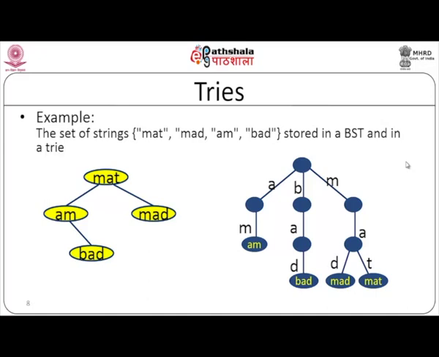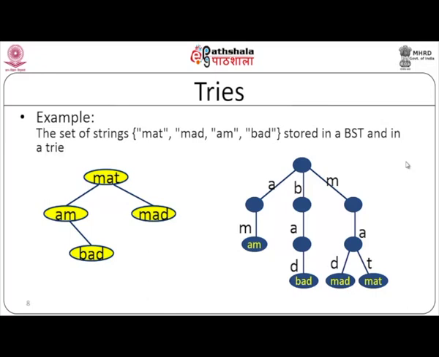Now, after B you have only A, and after BA you have only D. So, all these are single-branch nodes, and you have bad. Now, look at M. After M, the next prefix is MA. After M you have only A, but after MA you could have either D or T. That comes again in alphabetic order: mad and mat.